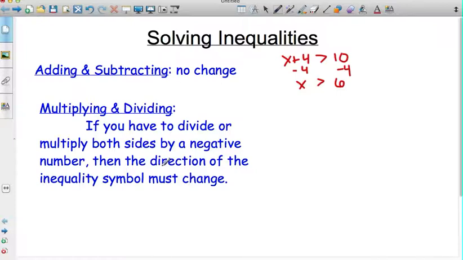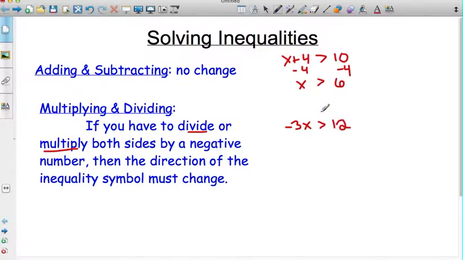All right. Now, what we were looking at today was multiplying and dividing when you were filling out those tables. Here's what you should have come away with: if you have to divide or multiply both sides, which we know when we solve we want to do anyway, by a negative number, then the direction of the inequality must change. For example, if I have negative 3x is greater than, how about 12?